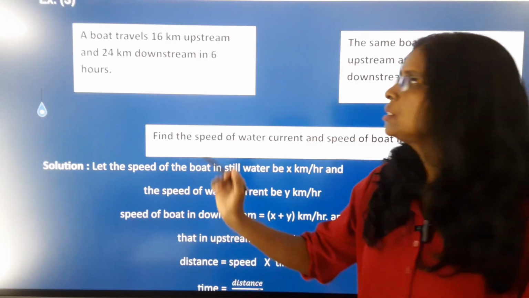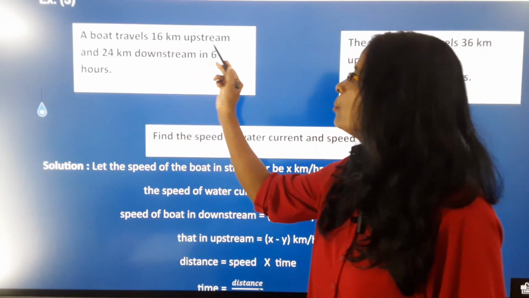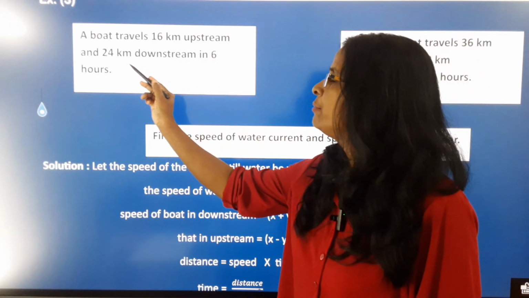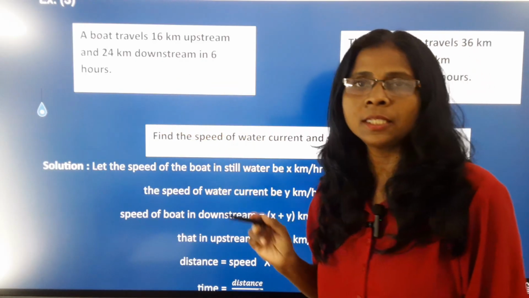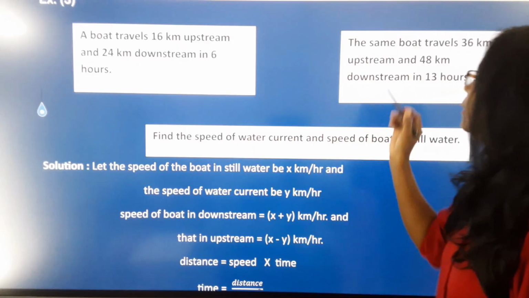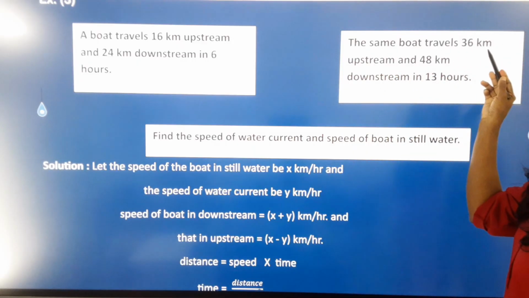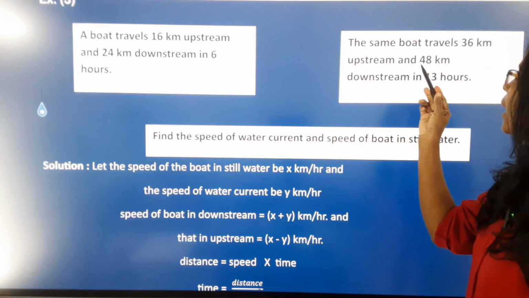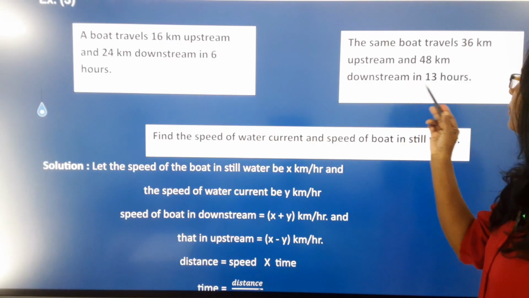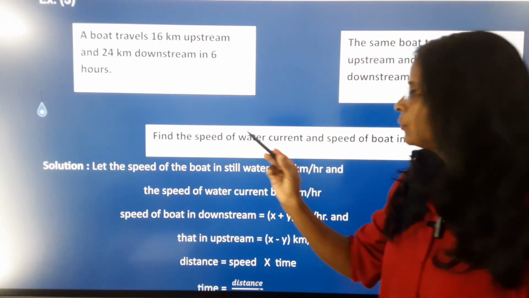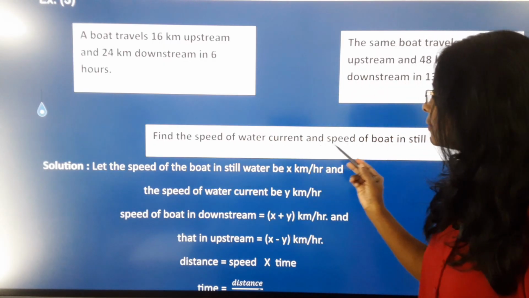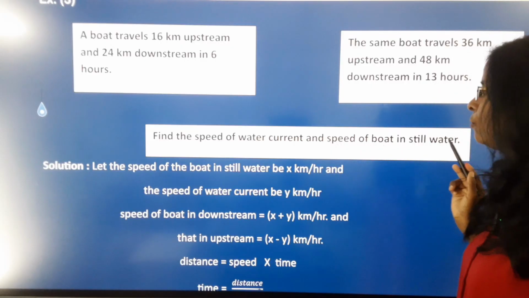Next example, students. A boat travels 16 km upstream and 24 km downstream in 6 hours. The same boat travels 36 km upstream and 48 km downstream in 13 hours. So find the speed of the water current and the speed of the boat in still water.